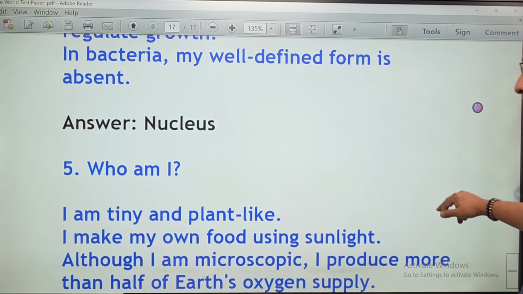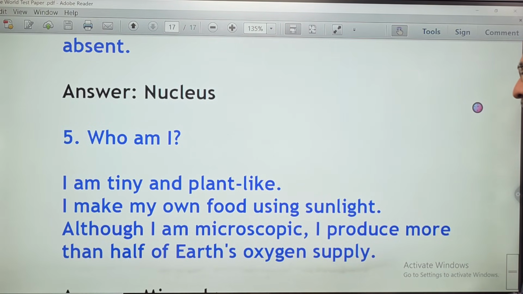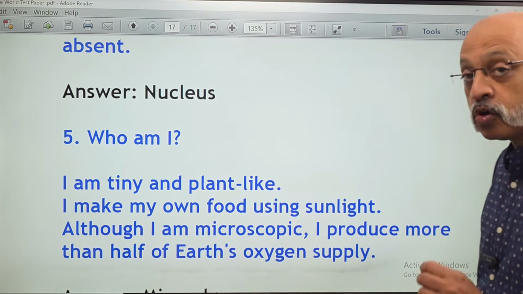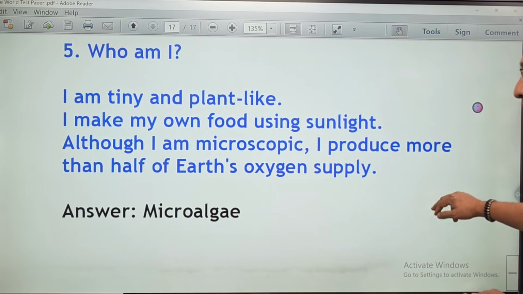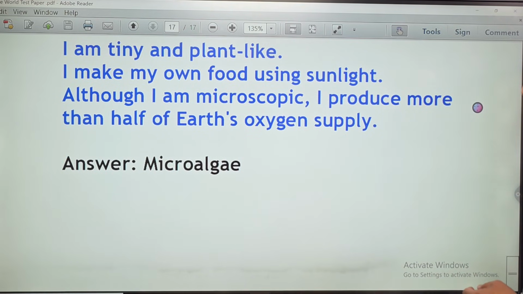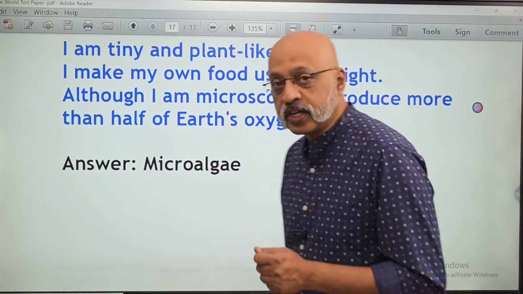I'm tiny and plant-like. I make my own food using sunlight. Although I'm microscopic, I produce more than half of the Earth's oxygen supply. Now, this is something which we did not do. It's microalgae, right? So with that, we come to the end of this test paper.